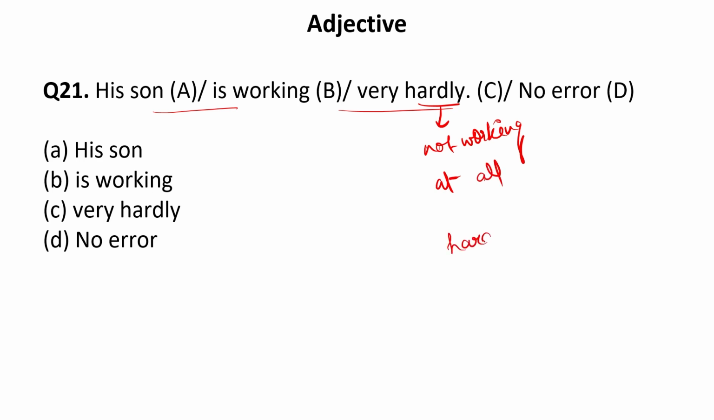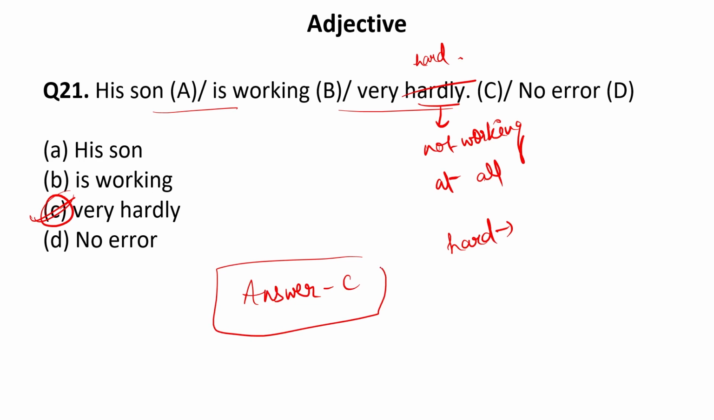But whenever we write hard, it means with labor, with hard work, means he's very industrious. Hard is a positive word which means with lots of efforts. So this hardly is incorrect word. It should be replaced with hard. Therefore, the error is in part C. So our answer is C. This word is positive word, that he is working very hard.